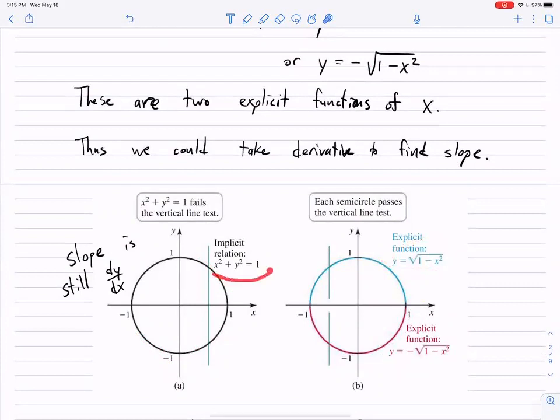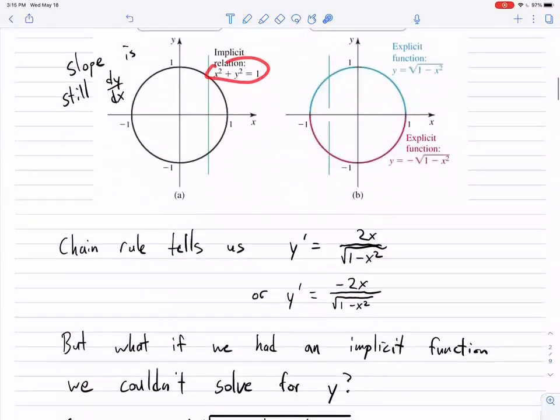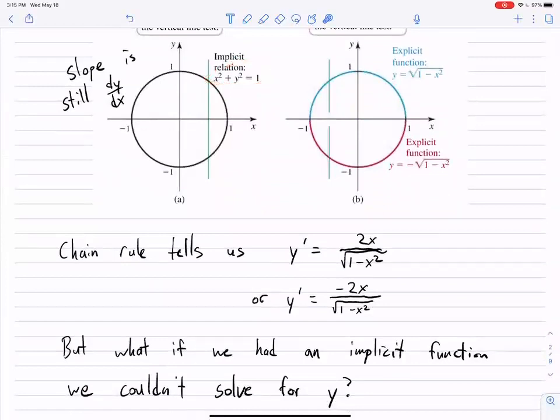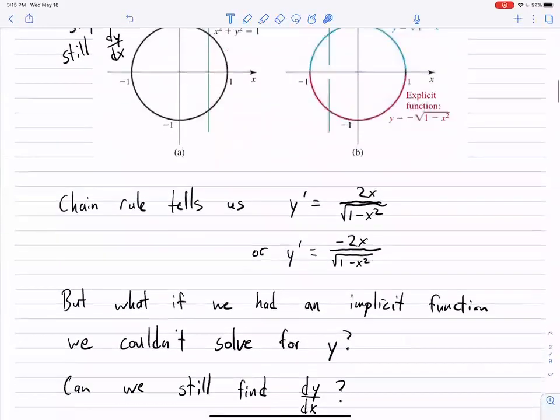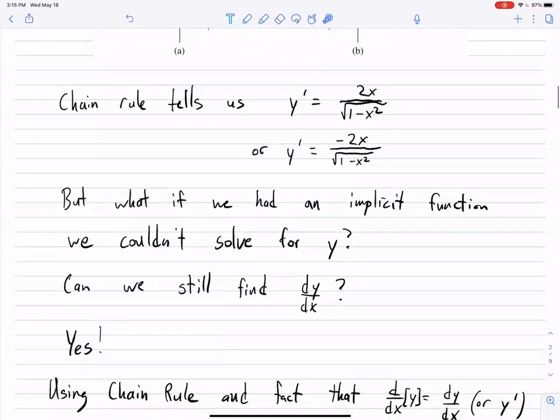But what about if we're in an implicit form? Is there a way to take the derivative and find dy dx over here? And the answer is yes. So doing it the old way, chain rule tells us that y prime is negative 2x over the square root of 1 minus x squared, or 2x over the square root of 1 minus x squared for the other function, if you actually do the derivative of that function and that function. But what if we had an implicit function where we couldn't solve for y? Could we still find dy dx? And the answer is yes.